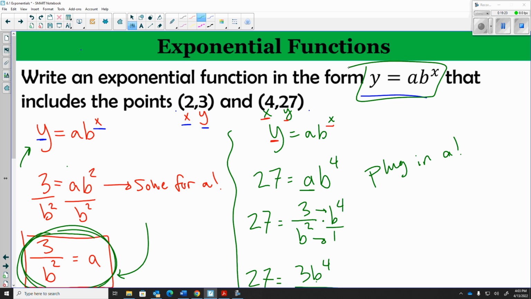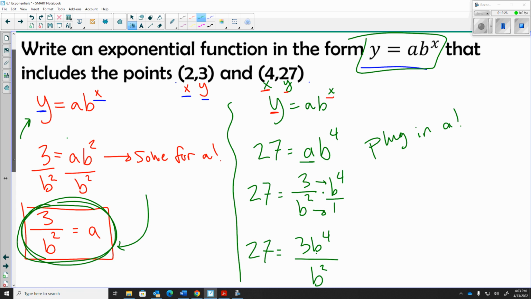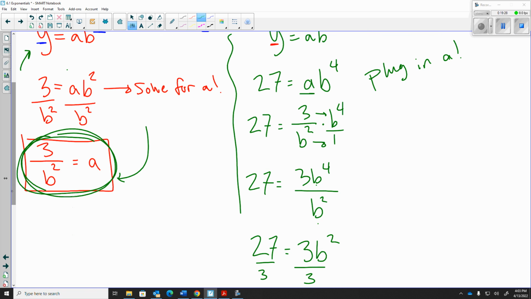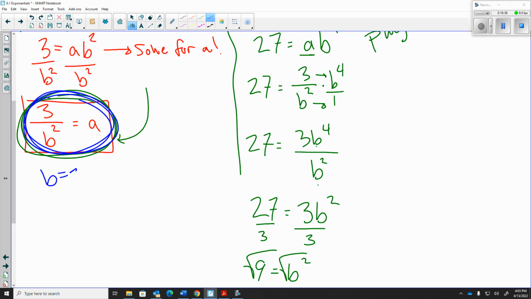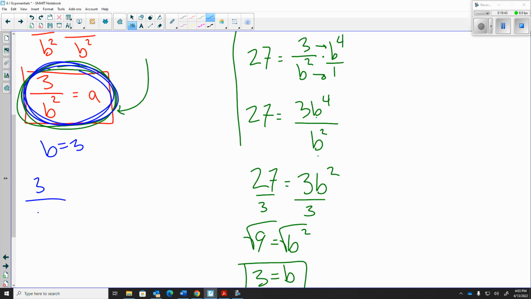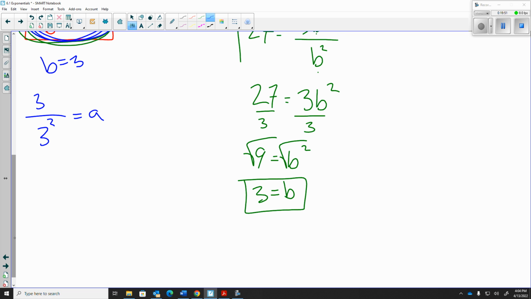I still need a. Well, we can go back to the equation for a that we created at the beginning. And I know what b is, b is 3. So let's take b and plug it in. It's 3 over 3 squared. Just replace b with 3, and then we can solve it. 3 squared is 9, so that's 3 over 9, and if I simplify that, that's 1/3. So there you go, we have a and b.